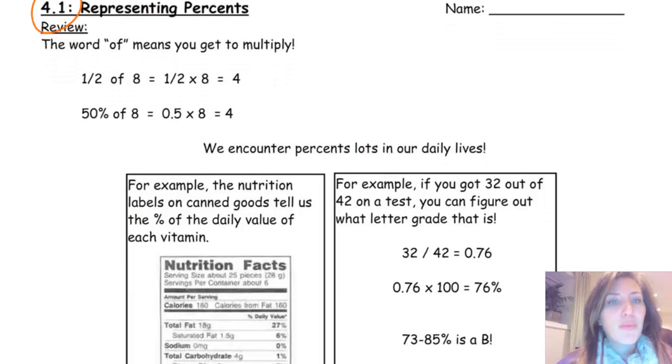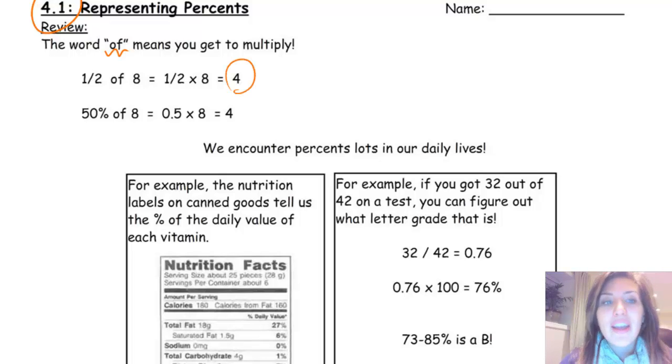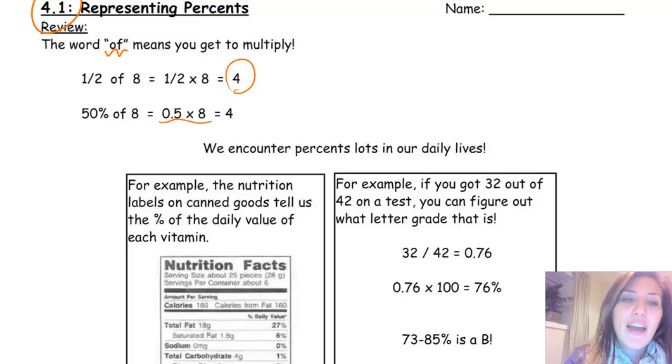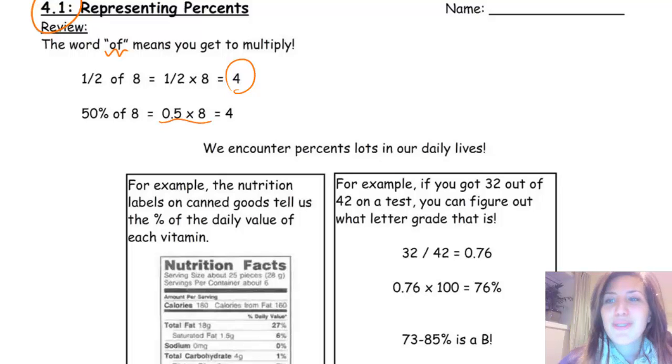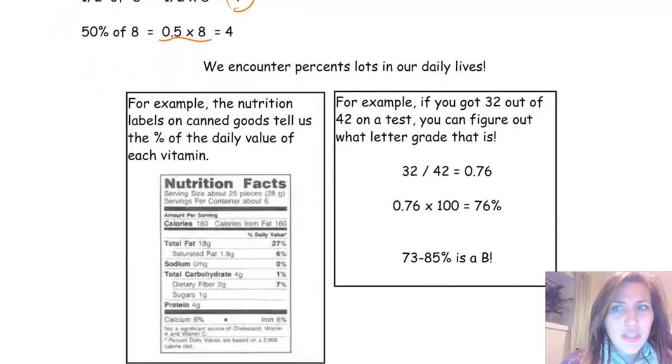We already know that the word "of" means that you get to multiply. So if I say I only want half of 8, then you know that I mean I want half times 8, which is 4. We can represent this fraction as a percent by saying 50%, which is half of 100. For 50% of 8, we can say 0.5 times 8 is the same. It's equal to 4. So why do we use percentages to explain something?